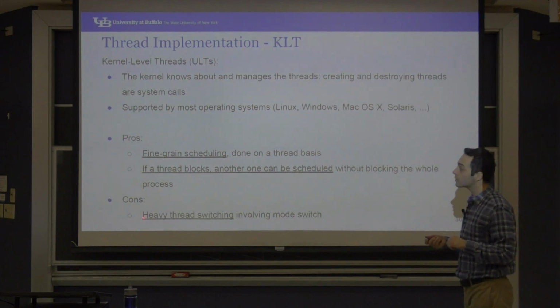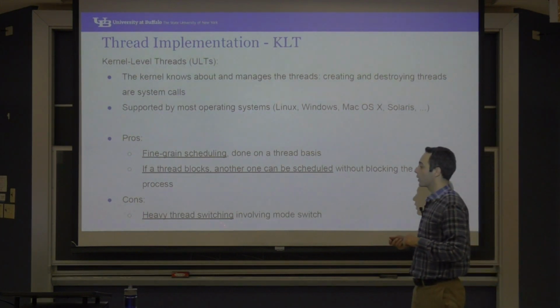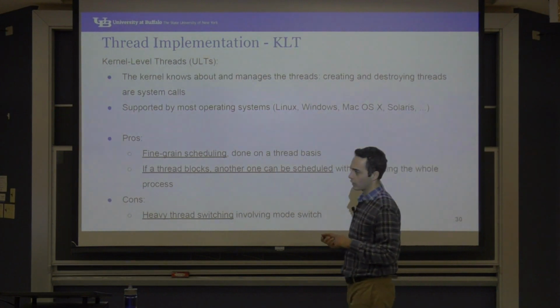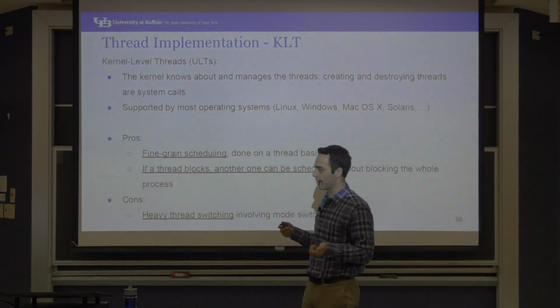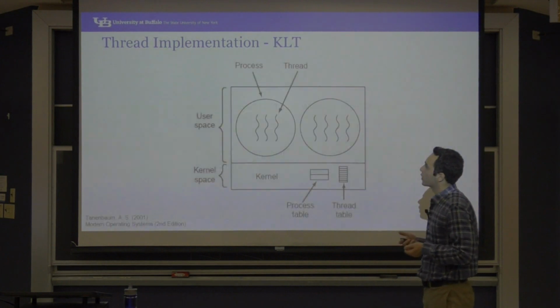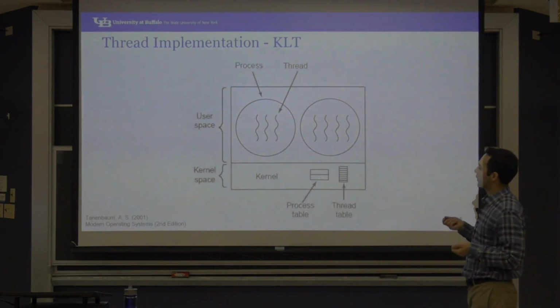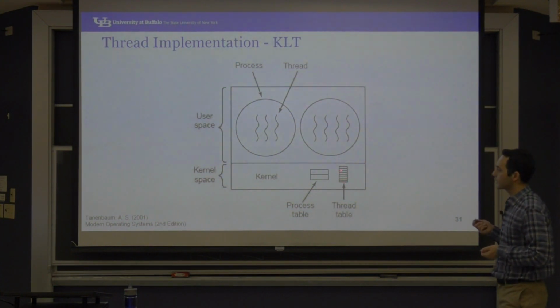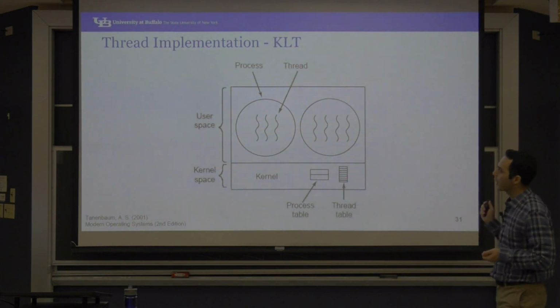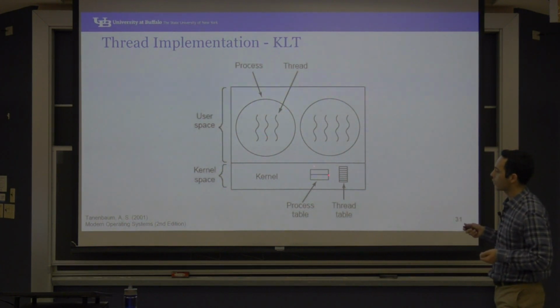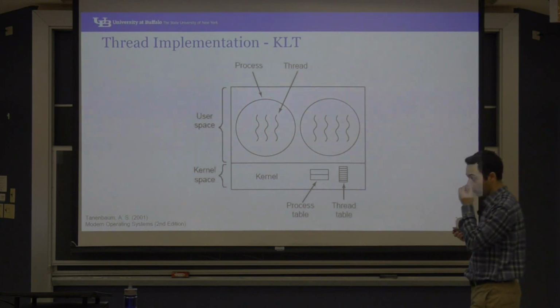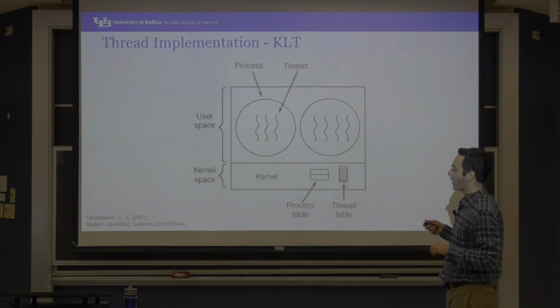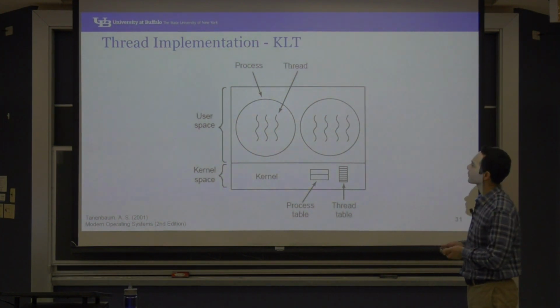The con is that because they are all in the kernel, the heavy thread switching involves a mode switch within the kernel. So it's just more overhead. This is the diagram for that. The kernel itself keeps the process table as well as the thread table, so that is the information about all the threads. And each thread is managed within the kernel, right?